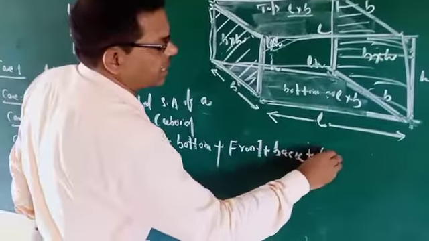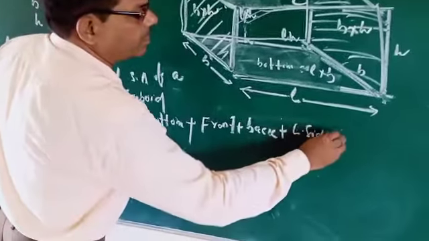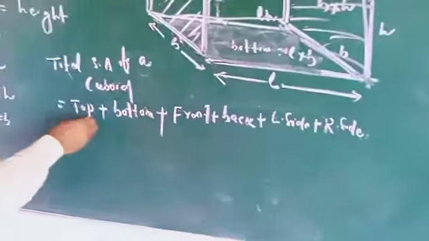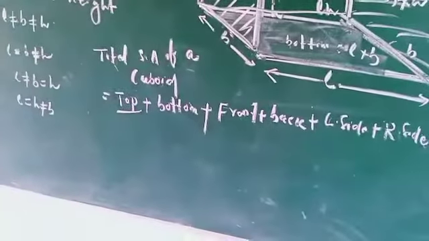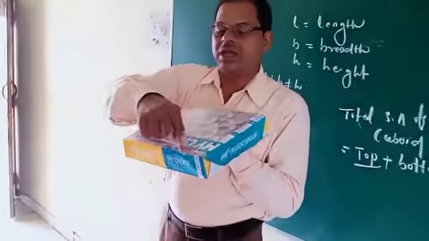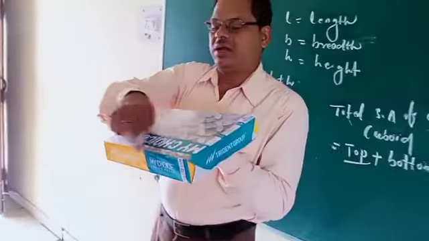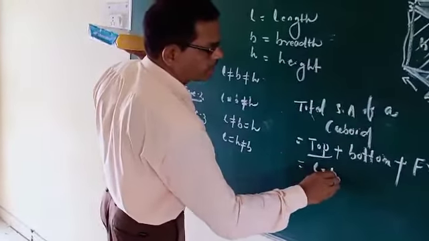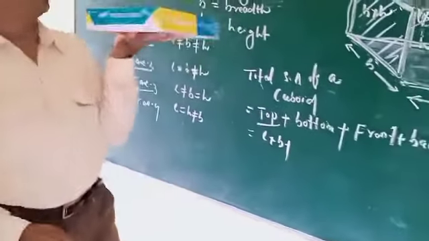Plus left side, plus right side. Now first is the top. Top is this one. This is L into B, length into breadth. So in place of this I write L into B plus bottom.